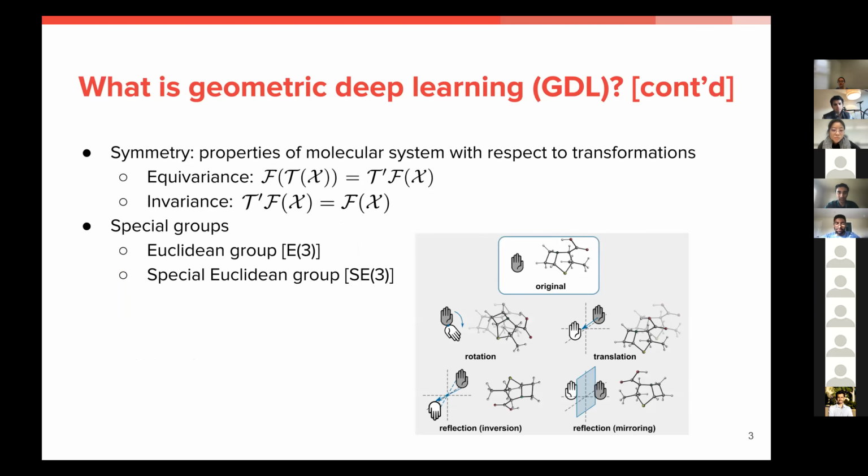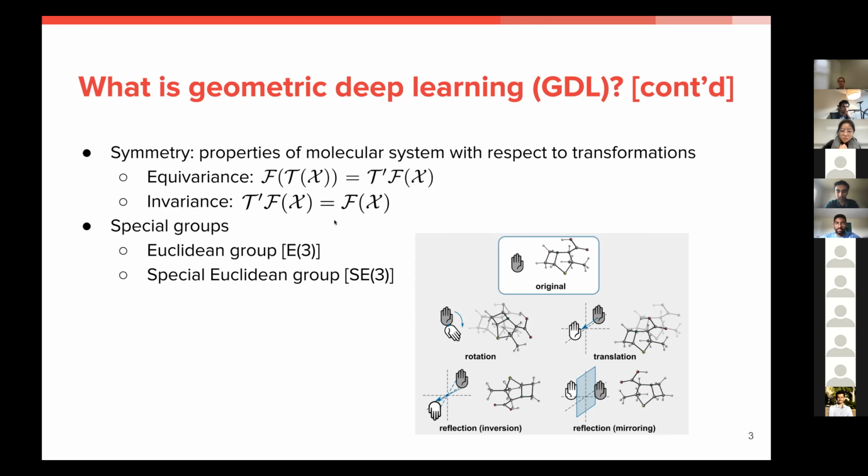Before we jump into applications and methods, we can take a closer look at key principles of geometric deep learning. In particular, we just learned that geometric deep learning incorporates geometric information. So what exactly is the important information to incorporate, and how do neural networks accomplish that? A key concept to note here is symmetry. Symmetry encapsulates the properties of molecular systems with respect to different transformations, for instance, rotations, translations, and reflections. And there are two special properties.